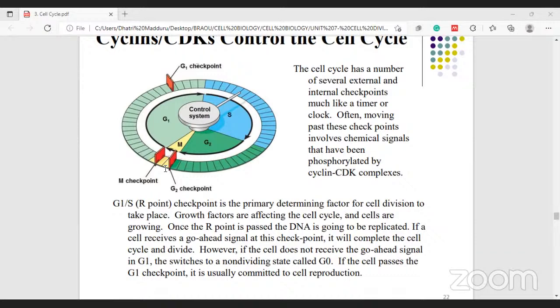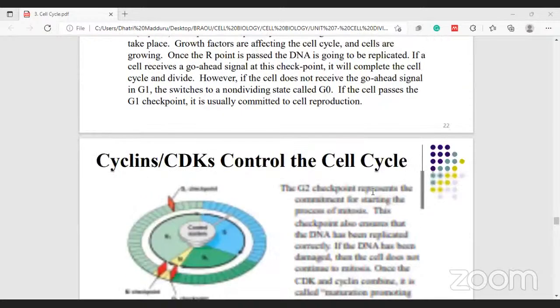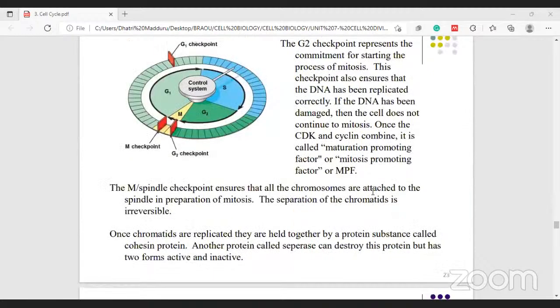Then the second checkpoint is the G2 checkpoint. Here, this ensures that DNA is replicated properly and there is no DNA damage. If they combine, they form maturation promoting factor or mitosis promoting factor, MPF. And then comes the next checkpoint, the M spindle checkpoint, which ensures that all chromosomes are attached to the spindle. For mitosis, the separation of chromatids is irreversible.